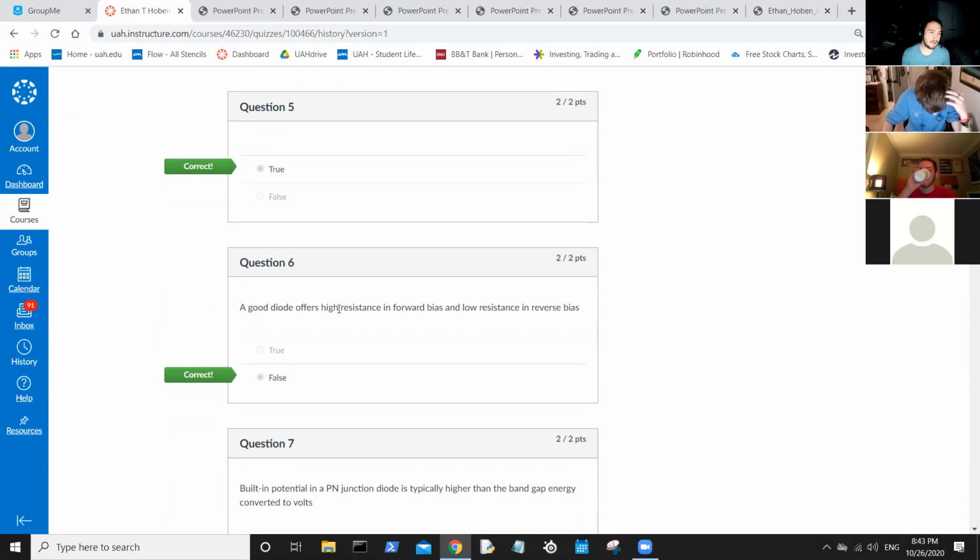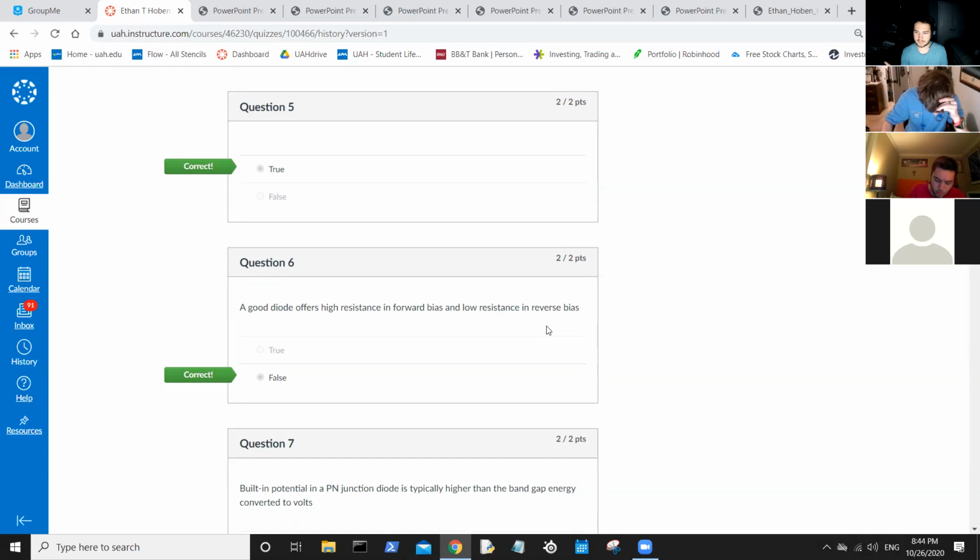A good diode offers high resistance in forward bias and low resistance in reverse bias. That is false. That is very false, and I'll quickly explain this again. Essentially, most of the true/false questions are very closely related, because basically everything has to do with the reverse and forward biasing of either a solar panel, an LED, or a diode. So a good diode offers high resistance in forward bias. No, it doesn't. It's inversed.